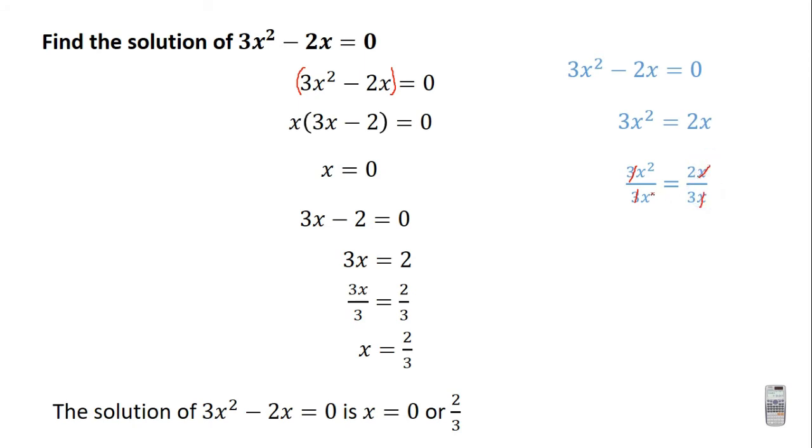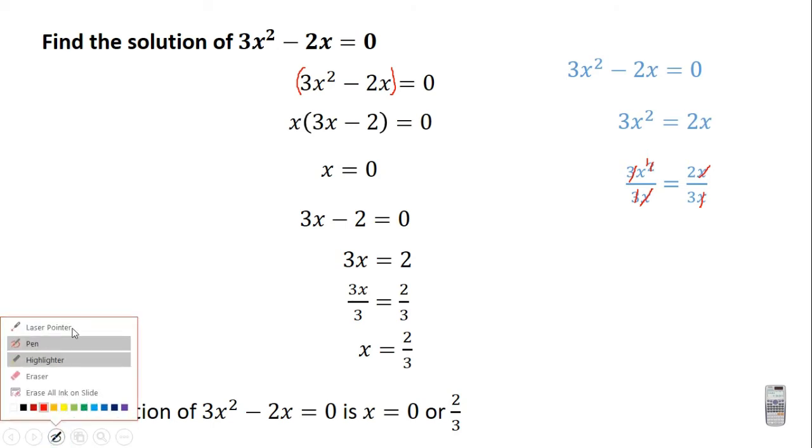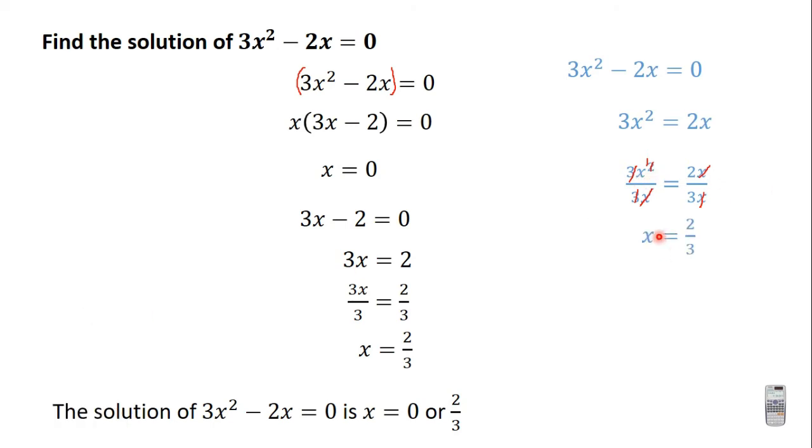From indices, we have learned that x here will cancel one of the x here, so we have x exponent 1. And we know that x exponent 1 is x. So you have x is equal to 2 divided by 3. Now when you use this approach, you will see that you have only one solution for x. That is, x is equal to 2 divided by 3. But as we can see here, we have two solutions for x. x is equal to 0 and x is equal to 2 divided by 3. So you can see that this approach is a wrong approach. If you use this, you are going to arrive at the wrong answer.